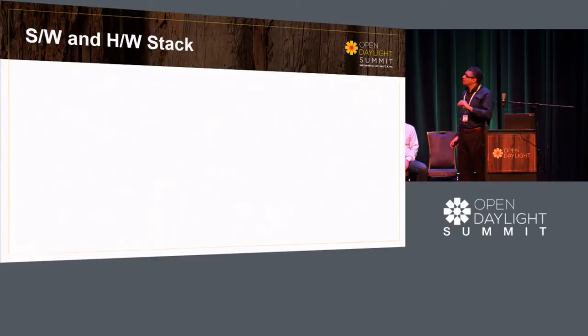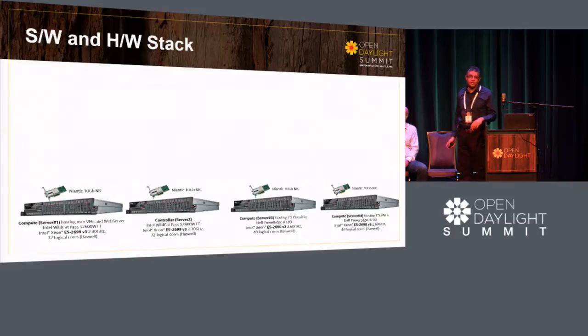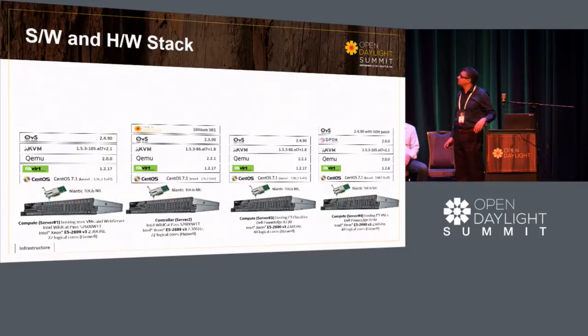I would like to step a bit now into the software and hardware stack that was used for this demo that we started off in early Q1 of 2016. We have a 4-server setup. They're all based on Haswell processors, 2 of which are Wildcat Pass. The other 2 are Dell PowerEdge R730s. They're all running Niantic 10 gigabit NICs, and this is the infrastructure stack, if you will, on these servers.